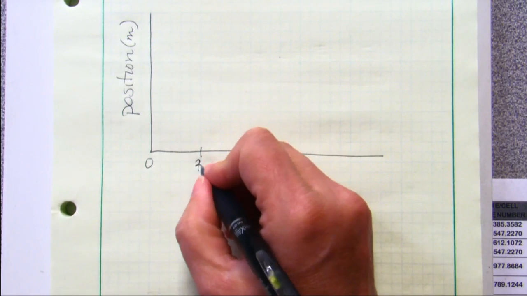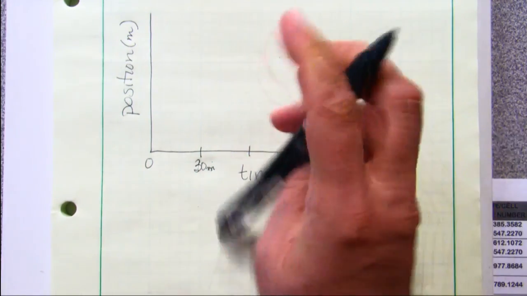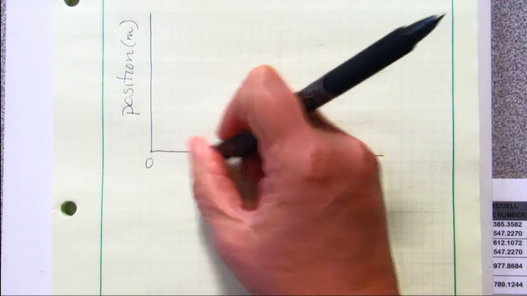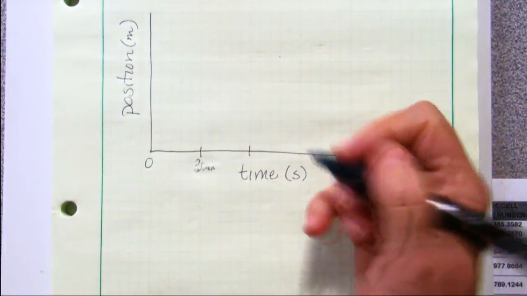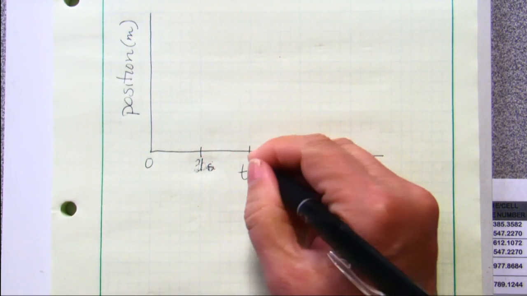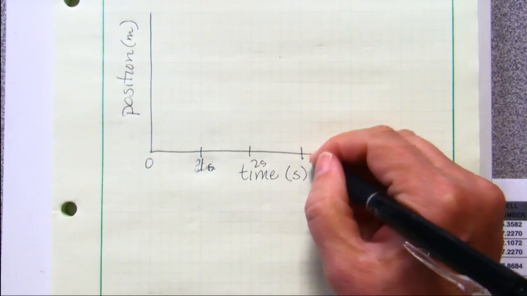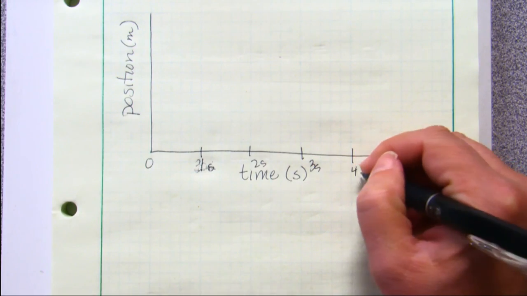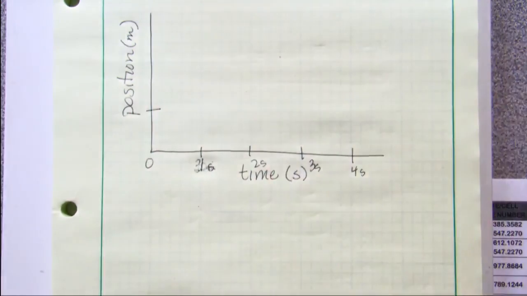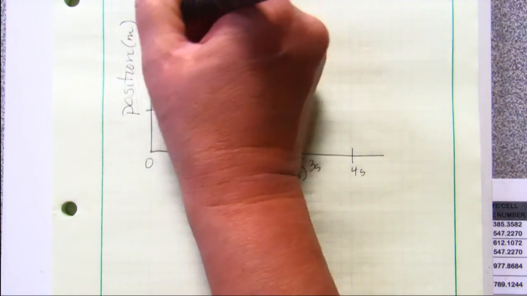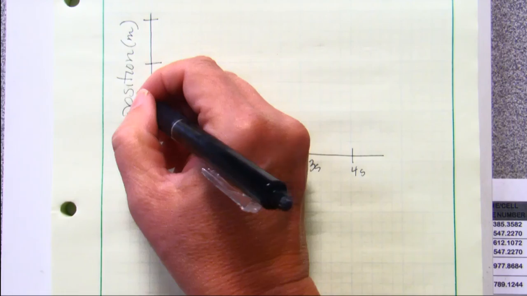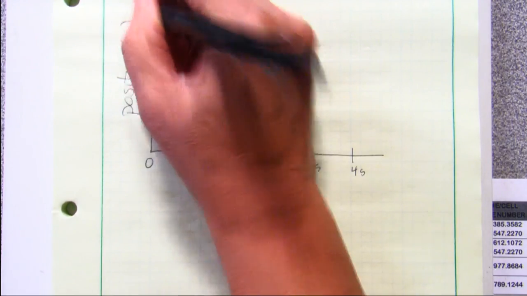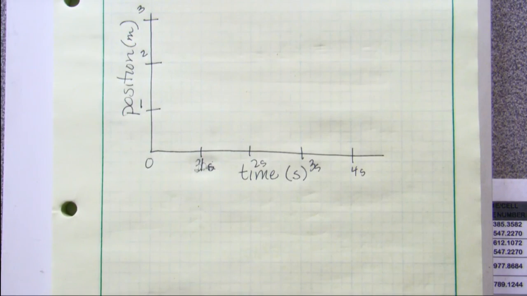This will be 30 minutes. Oh, I got it in seconds. That's why I don't like doing problems off the top of my head. So if I'm in seconds, we'll just do 1 second, 2 seconds, 3 seconds, 4 seconds. And so this will be a toy car instead of an actual car. And this will be 1 meter, 2 meters, 3 meters. So it's like rolling cars across the floor.